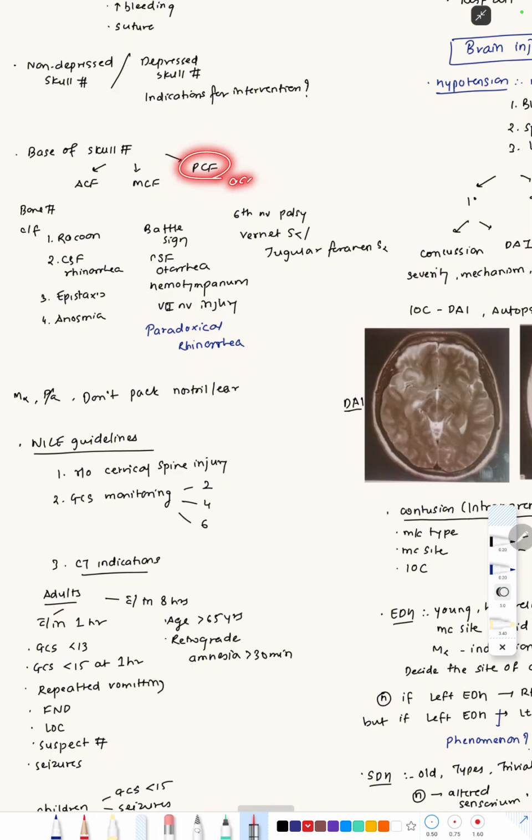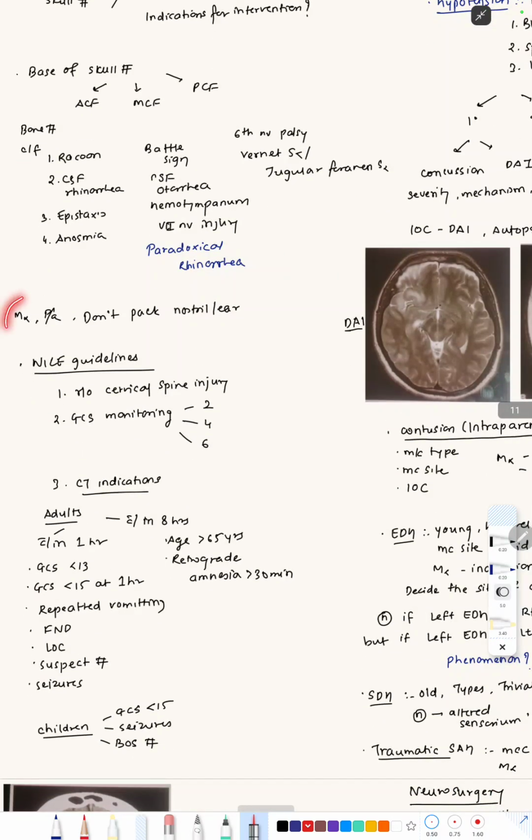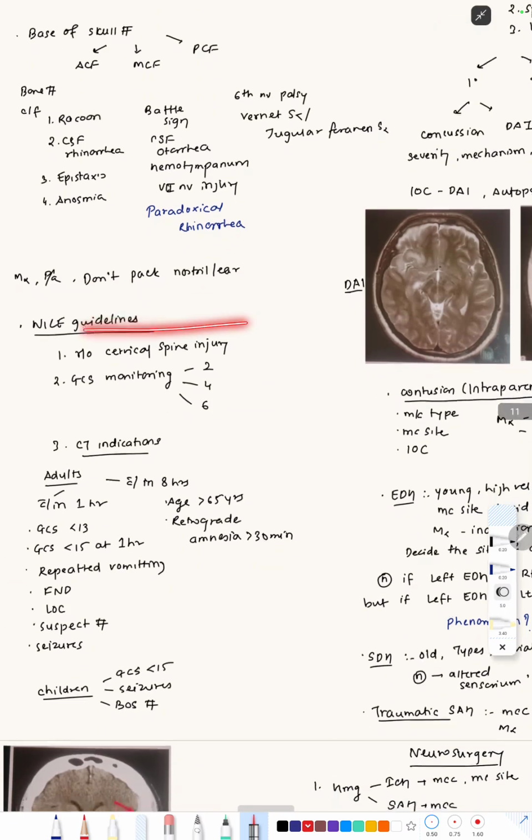Then in the posterior cranial fossa, obviously the occipital lobe is involved, that will lead to visual problems. Then sixth nerve palsy and the Vernet syndrome, or it is also called jugular foramen syndrome, where the 9th to 11th cranial nerves are affected. In management, you have to consider or treat it as an open fracture. Prophylactically, third generation cephalosporins are given to prevent meningitis, and don't pack the nostrils or the ears.